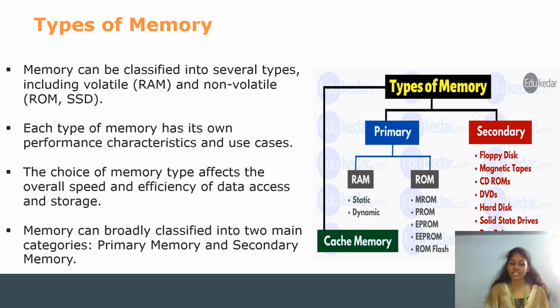In RAM we have static and dynamic, and cache memory is also a type of memory. And here we can see the secondary memory like floppy disk, magnetic tapes, CD-ROMs, DVDs, hard disks, solid state drives, and so on.